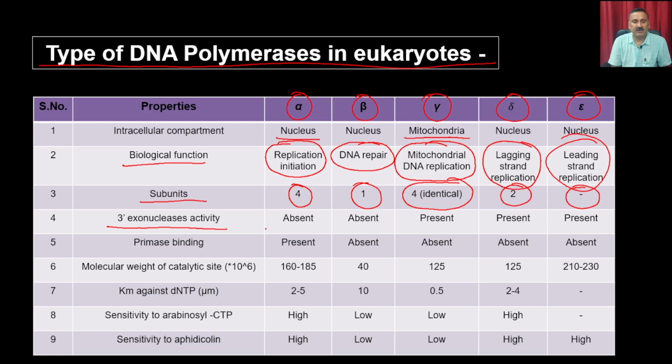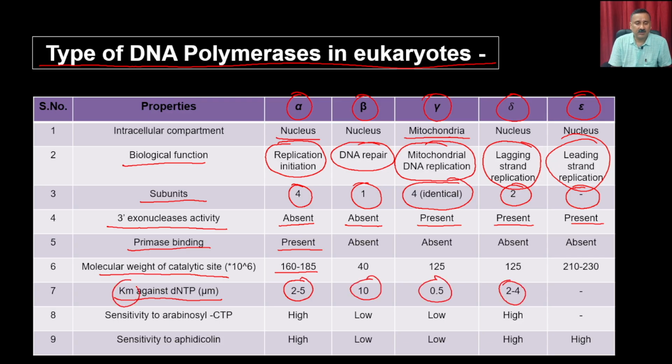Then 3' exonuclease activity: it is absent in alpha and beta, but it is present in gamma, delta and epsilon. Then primase binding: it is present in the case of alpha, but absent in all other DNA polymerases. Then the molecular weight of the catalytic site, which is going to be 160 to 185 and so on. Then the Km for the dNTPs, which is in the range of 2 to 5, 10, 0.5 and 2 to 4.